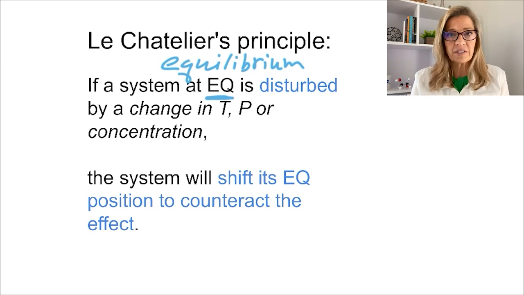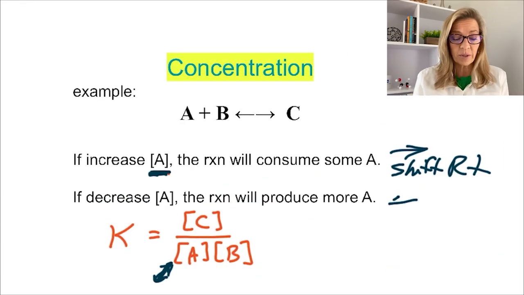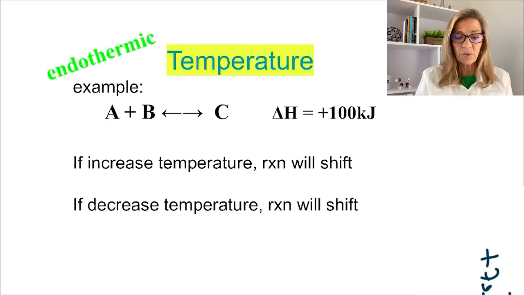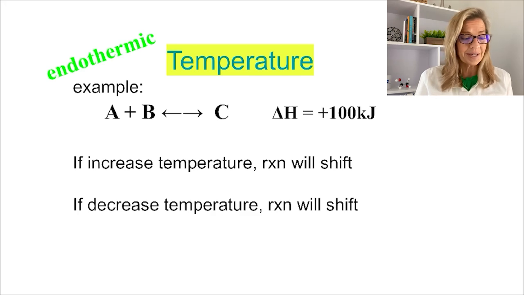and there is a disturbance, a change in concentration or pressure or temperature, how will the system respond? So the system is going to shift to the left to make more A. Last one would be temperature. Now, it matters if it's endo or exothermic.